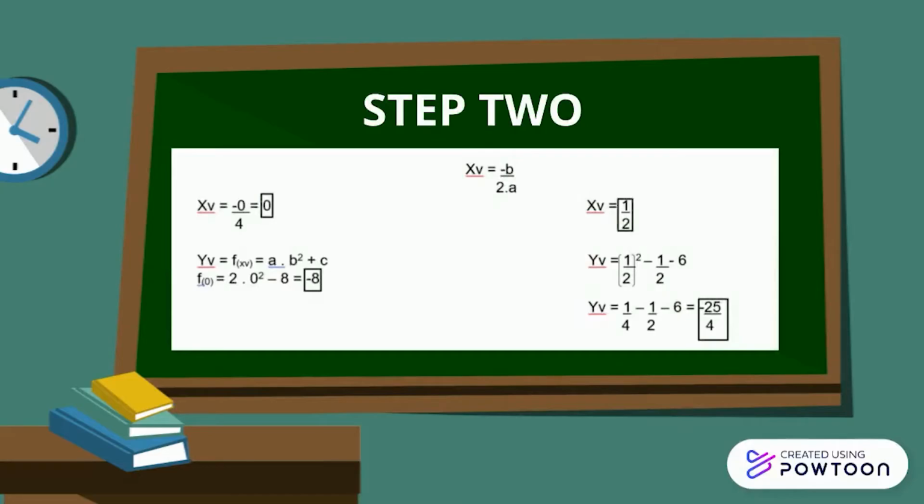xb equals 1 over 2. yb equals a half squared minus a half minus 6. yb equals a quarter minus a half minus 6 equals negative 25 quarters.